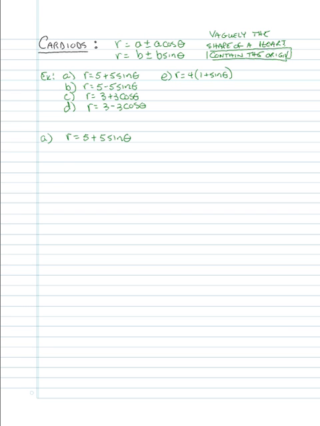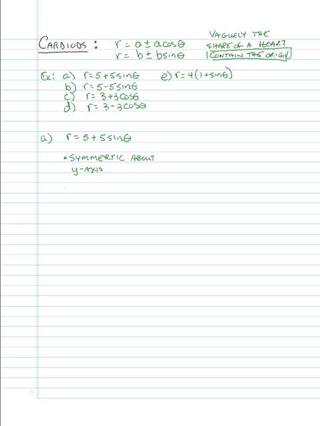Now, one of the things that I'm noticing right away, because it has sine of theta in it only, is that this graph will be symmetric about the y-axis. Symmetric about the y-axis. That's a good observation to make.